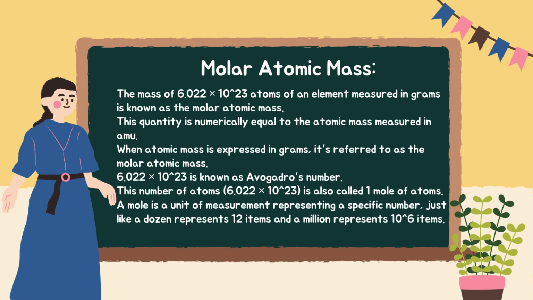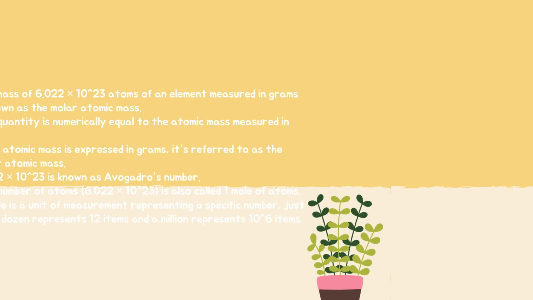6.022 times 10 to the 23rd power is known as Avogadro's number. This number of atoms, 6.022 times 10 to the 23rd, is also called 1 mole of atoms. A mole is a unit of measurement representing a specific number, just like a dozen represents 12 items and a million represents 10 to the power of 6 items.